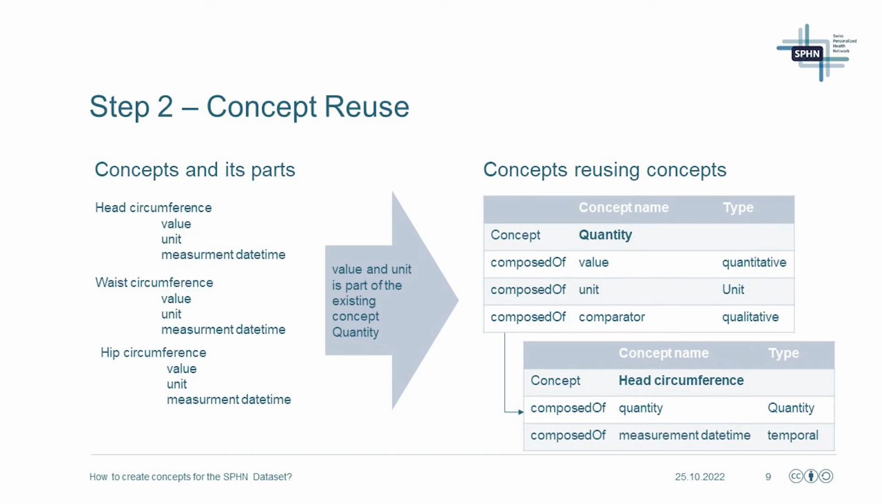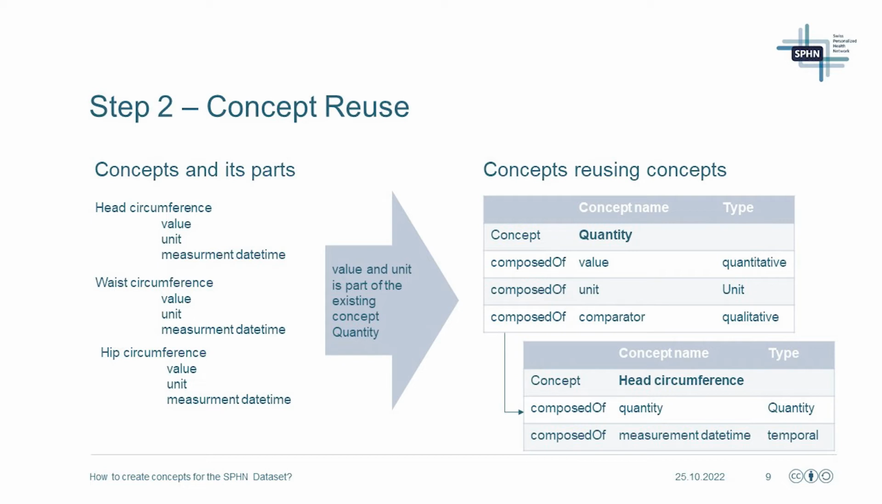So here we can see what that means with the example of head circumference. The concept of head circumference will have a composed of quantity instead of value and unit separately. And the reuse of the concept is made visible in the dataset in a way that we state that quantity is in column type for the head circumference quantity. In other words, the head circumference quantity is a quantity which is composed of value, unit, and even the comparator if it is needed.